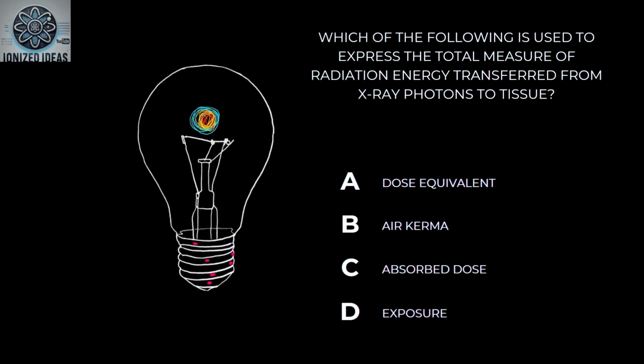Which of the following is used to express the total measure of radiation energy transferred from X-ray photons to tissue? A. Dose equivalent. B. Air kerma. C. Absorbed dose. D. Exposure.